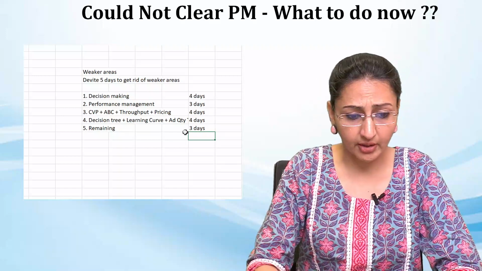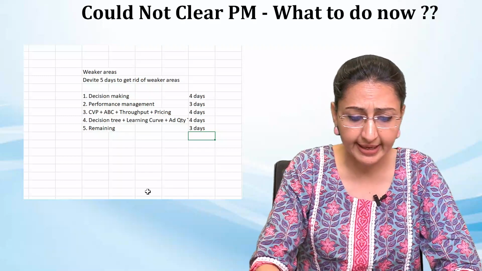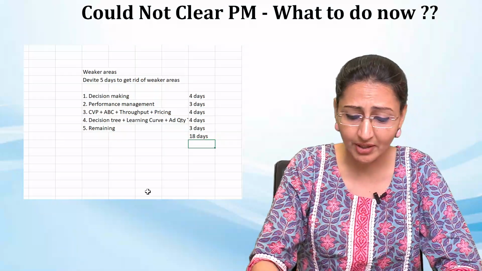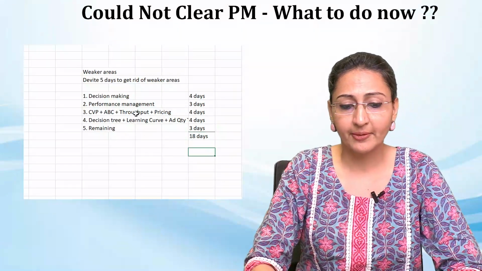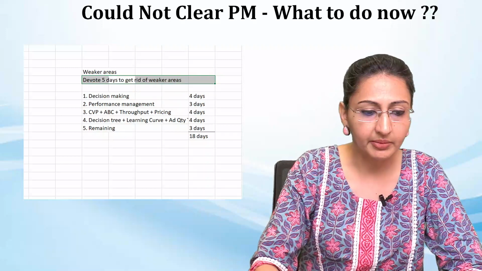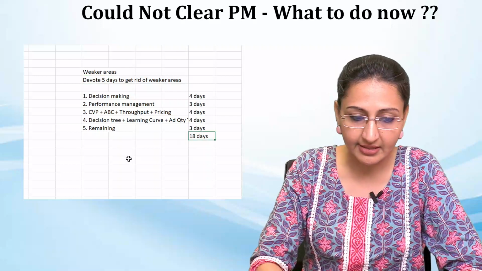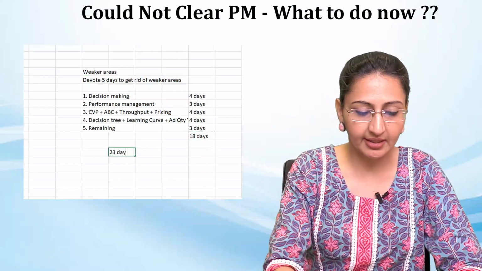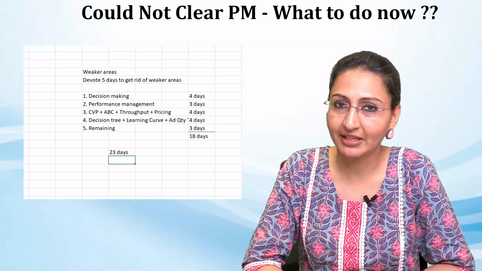Now how many days are gone? 4, 12, 13, 14, 15, 16, 17, 18 days are gone. Oh, we have good number of days still in hand. 18 and 5 which we contributed here. Okay, so devote 5 days. So 5 days are here and 18 days are here. In total, 23 days are gone. Now what should be done for remaining 15 days?